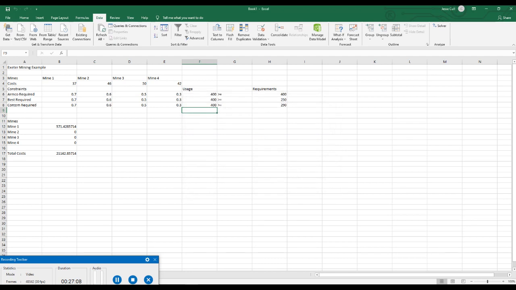We hit OK. We're mining mine 1 for 571 hours, which will give us enough to satisfy all of our constraints. And it will give us total costs of $21,142.85.